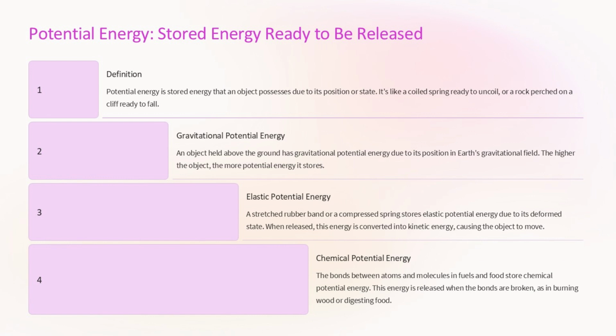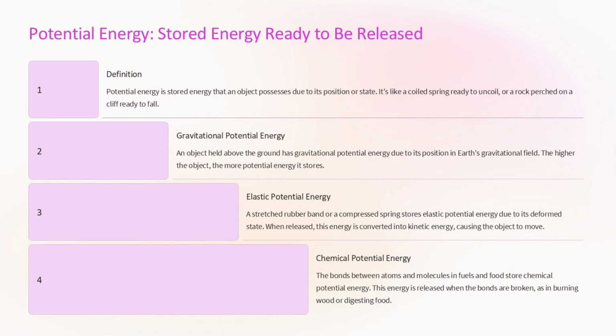Potential energy is stored energy that an object has due to its position or state. It's like a coiled spring ready to uncoil, or a rock on a cliff ready to fall. There are different types of potential energy. Gravitational potential energy: an object held above the ground has this due to its position in Earth's gravity. The higher it is, the more potential energy it has.